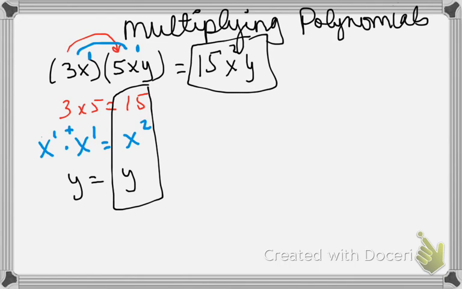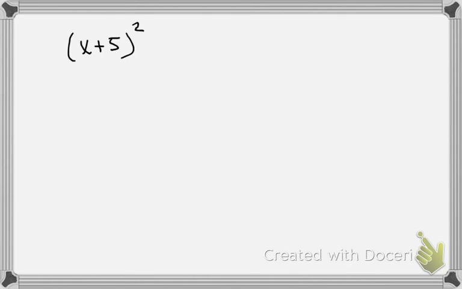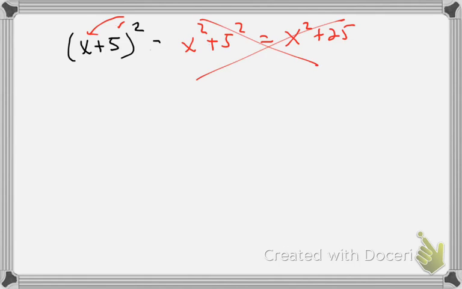Now, what happens if we have a binomial with a square? So I have a binomial with a square. Here's what a lot of kids do wrong. A lot of kids think, oh, I'll distribute the 2 to everything and get x squared plus 5 squared. Oh, and my answer will be x squared plus 25. This is wrong. This is not right.